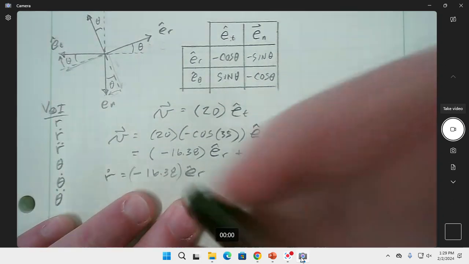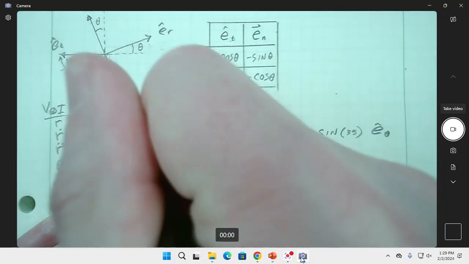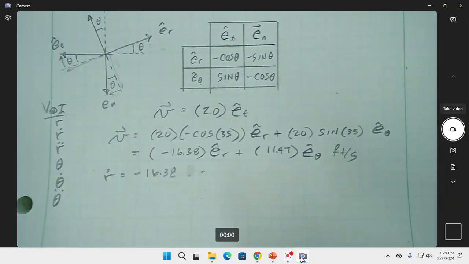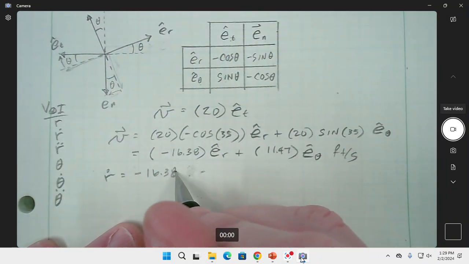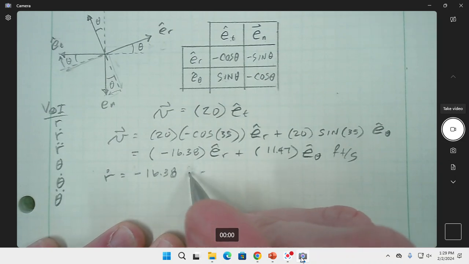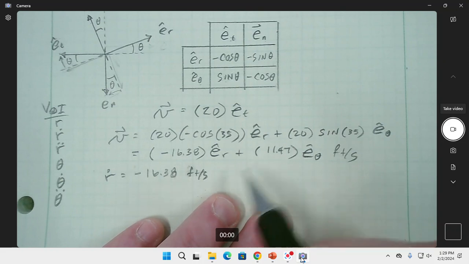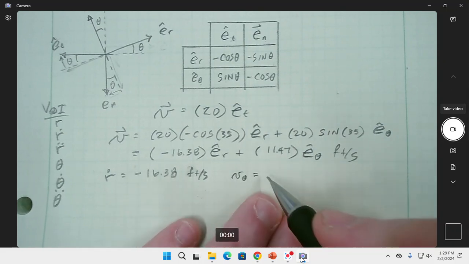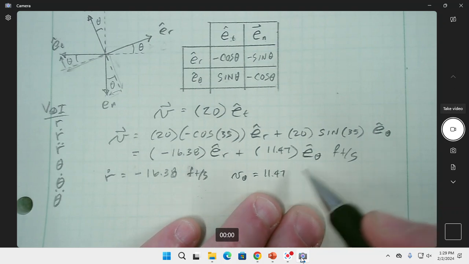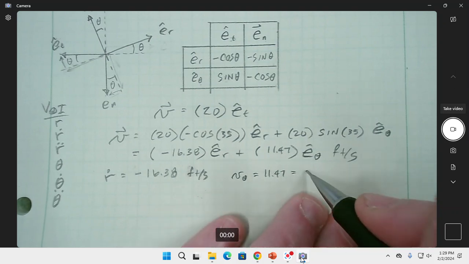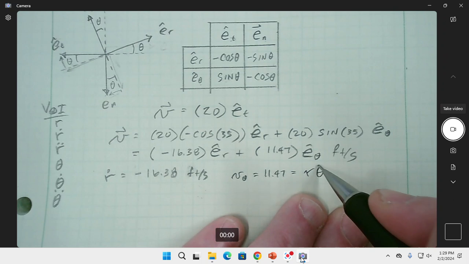I don't need that E_R. Why am I putting it in there? Sorry. This is just the component. The variable of interest is the variable. Feet per second. Now this one over here, we could call it V theta as a component, is 11.47, and that's equal to r theta dot.